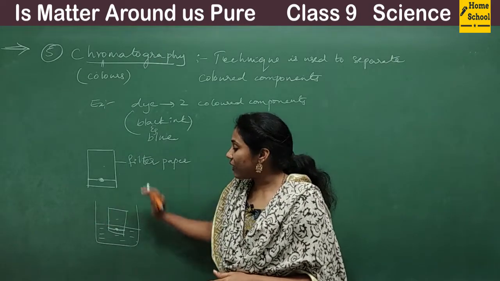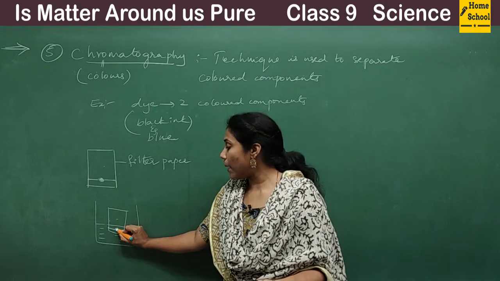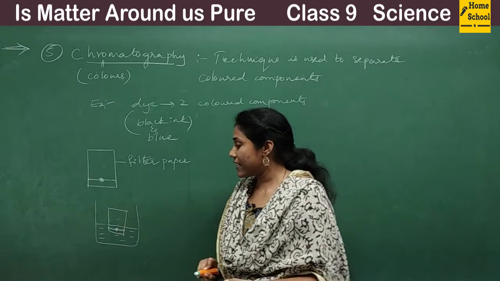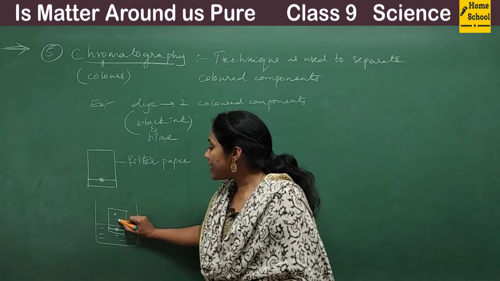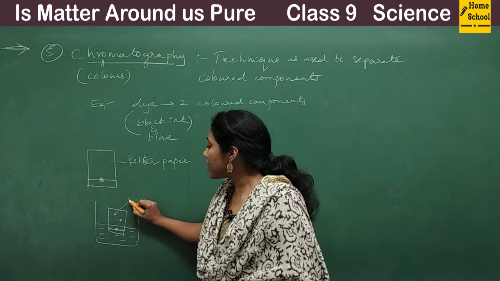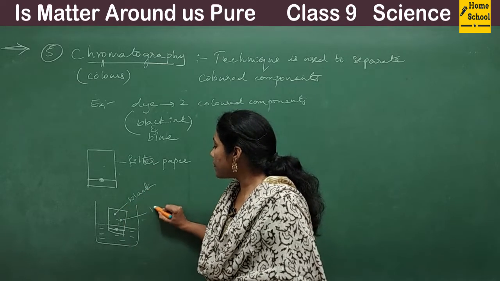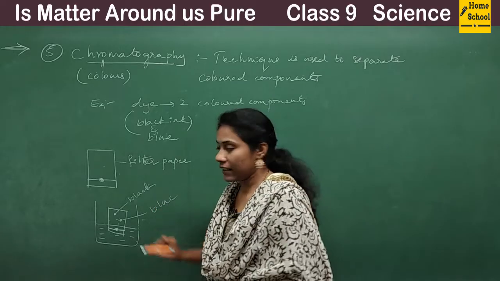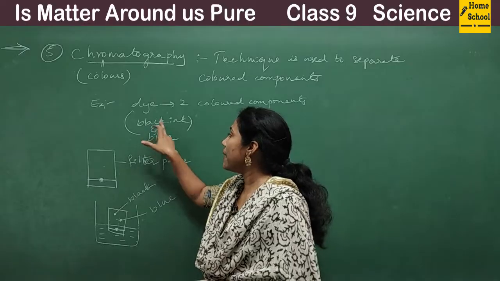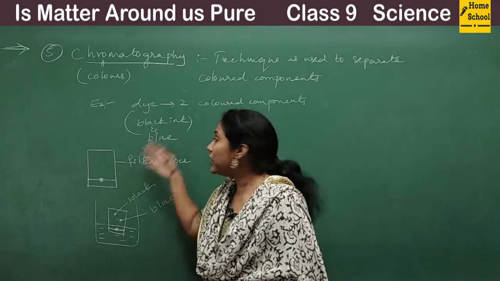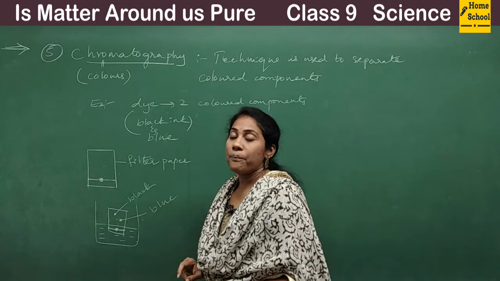As the water level rises, the colors in this drop of ink also get raised. Somewhere here you will observe a black dot, and you will also observe a blue dot here. See, this ink was actually mixed with two colors, black and blue. How did I get to know that there are black and blue colored dyes? It is by this chromatography.